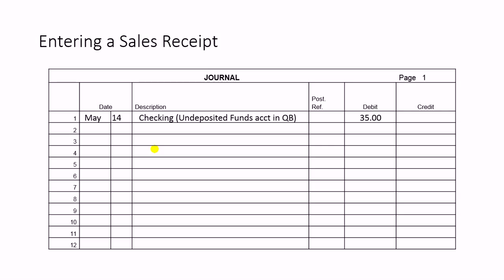We are going to debit it for $35, a made-up amount, and then we would credit our services revenue account for $35. So that's how you would journalize a cash sale or sales receipt.